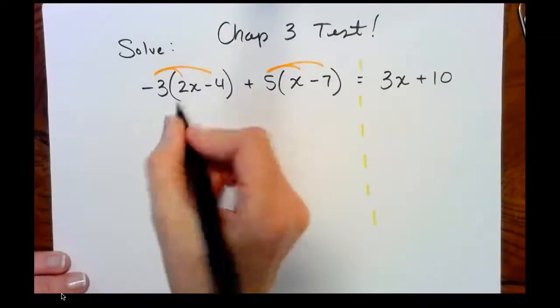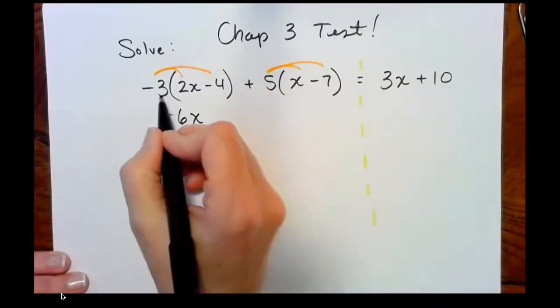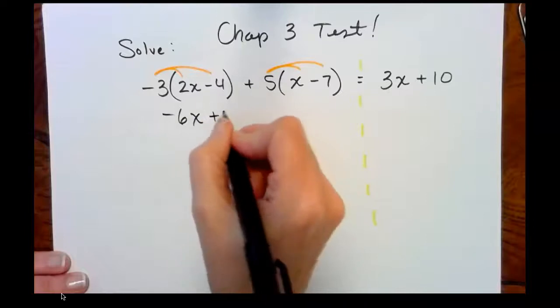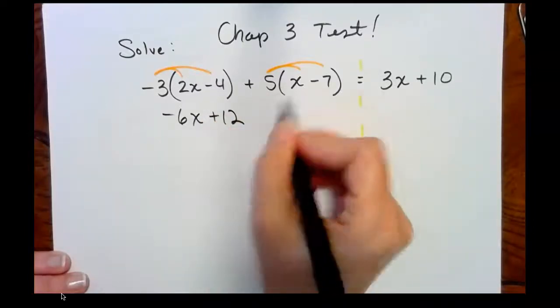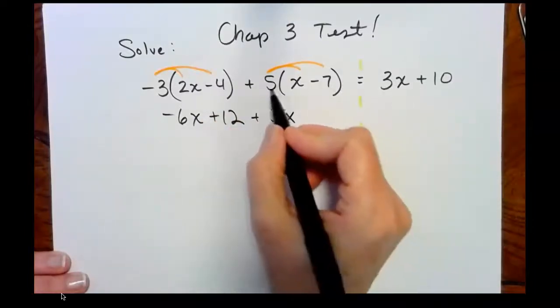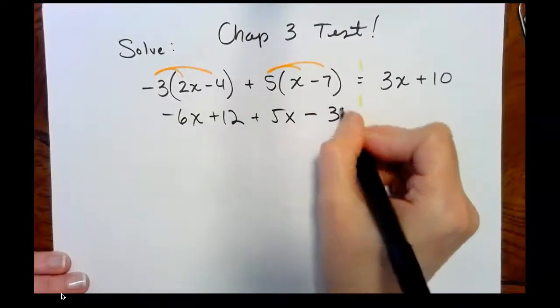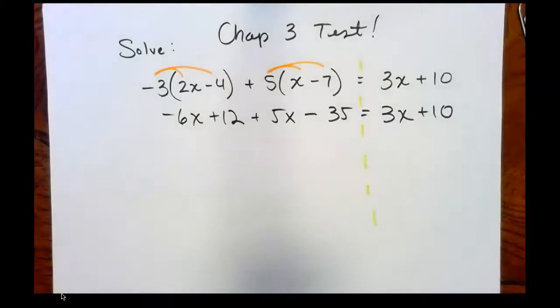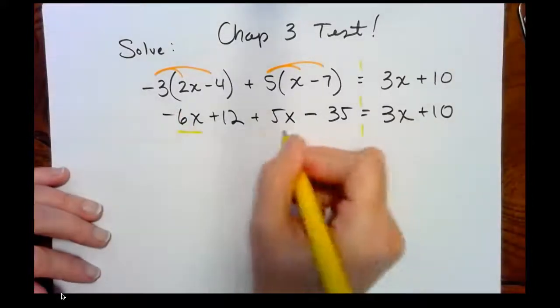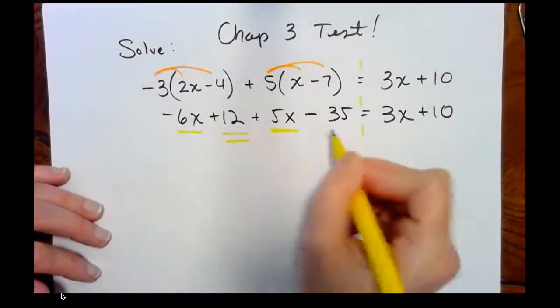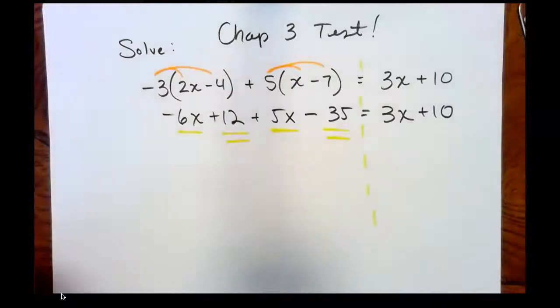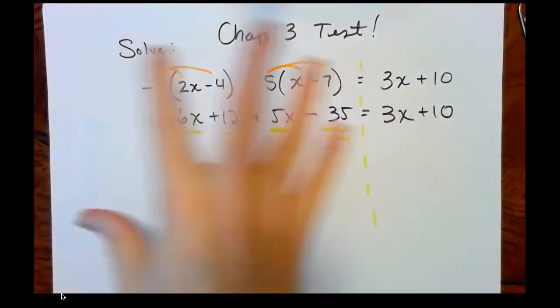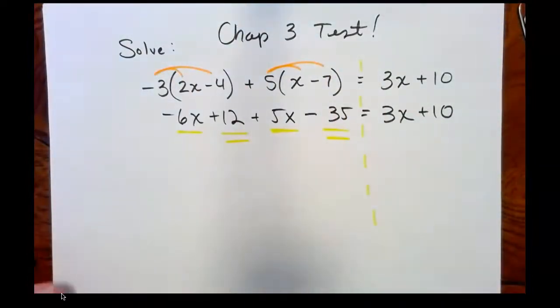-3 times 2x, -6x. -3 times -4 is +12. 5 times x plus 5x, 5 times -7, -35. Not doing anything to the right. It has nothing that is necessary over there. On the left, we are going to now combine like terms. Don't want to do anything until we combine like terms and tidy up this left-hand side.